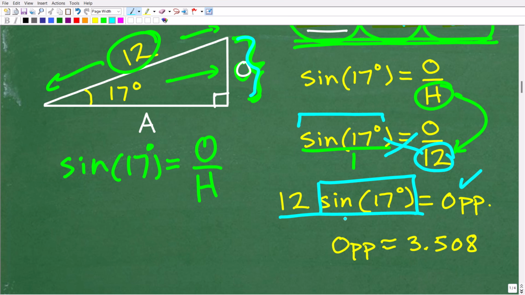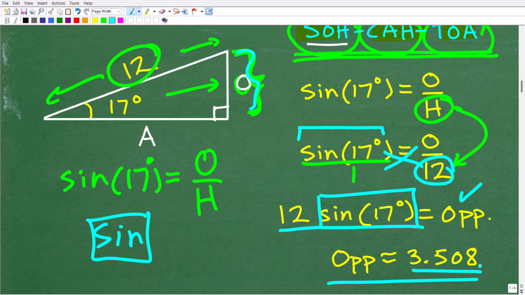You could just go into your calculator and hit that sine function, that SIN button, and type in 17, get that answer, multiply it by 12. And when you do that, you get your answer here, 3.508. Okay, so that answer right here, 3.508, is this length. It's the side that's opposite of this angle, and it's approximately 3.508. Okay, so that takes care of this part of the problem, and now what we need to do is solve for the adjacent side, and we'll have all the information we need to find the area of this triangle.